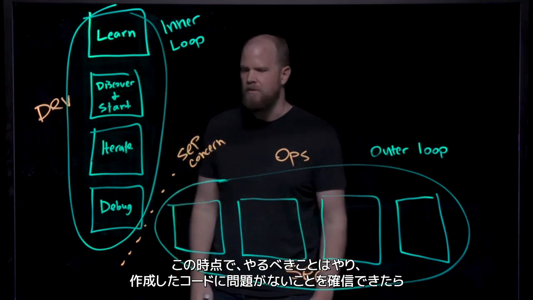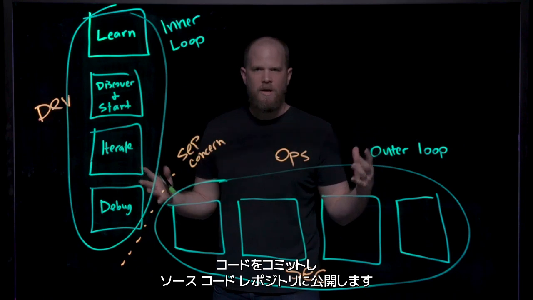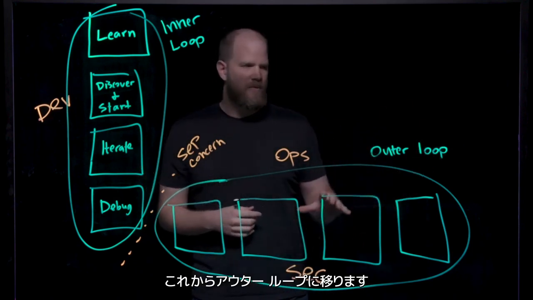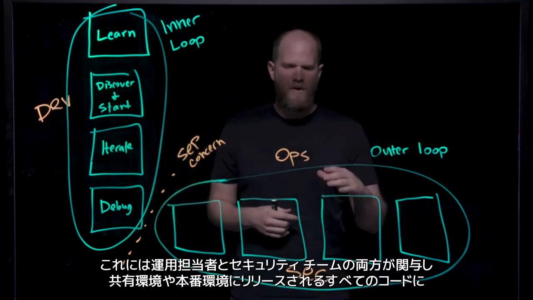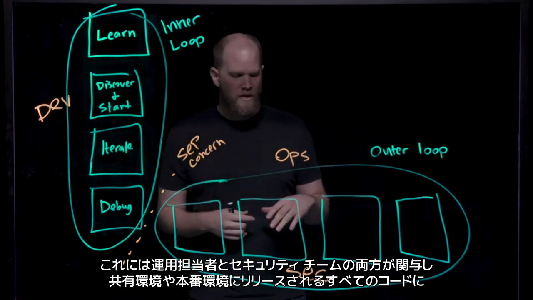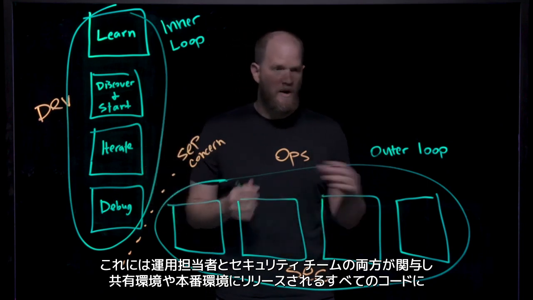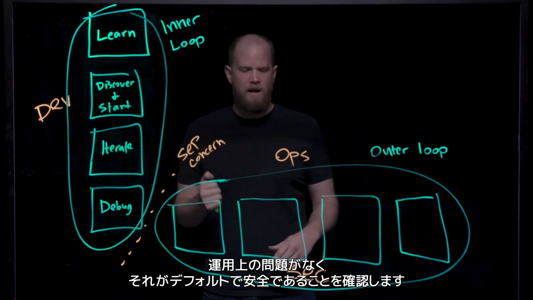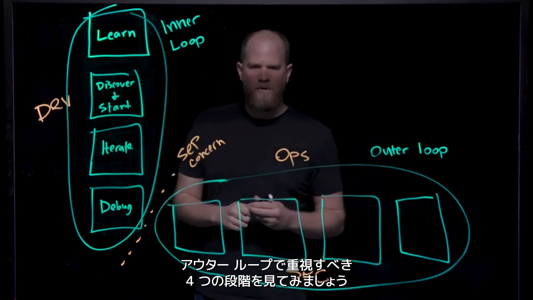At that point, when you've gone through and you're confident your code is in a good spot, you commit your code and push it to a source code repo. Now this takes us to the outer loop. The outer loop is all about the path to production. So this is about your operators and your security personas, making sure that any code that goes into a shared environment or production environment is operationally sound and secure by default. So let's talk about the four outcomes we're focusing on here.